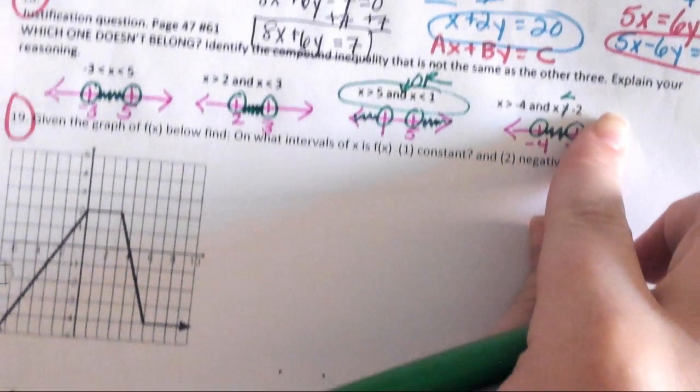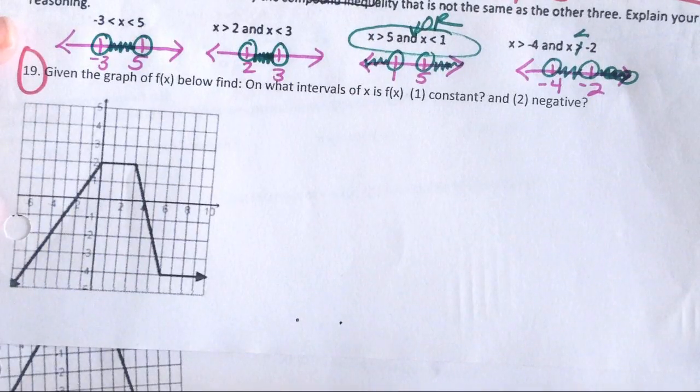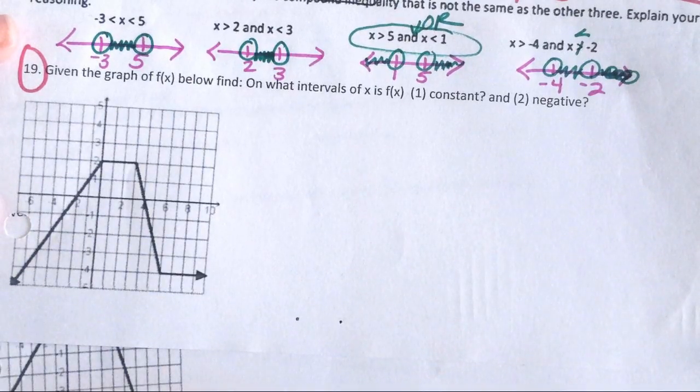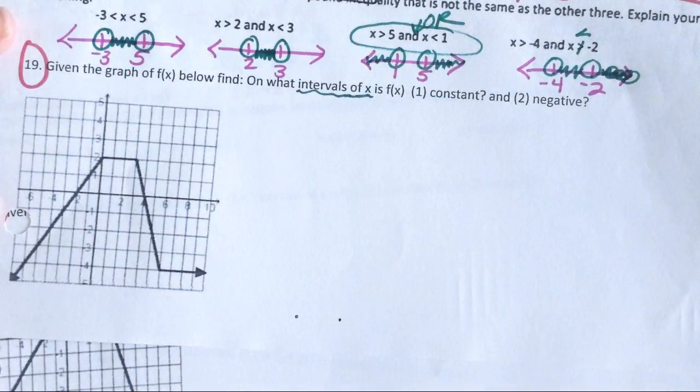Then let's go to 19. It says we're given the graph of a function f of x. On what intervals is it constant and what intervals is it negative? Can anyone tell me an interval where it's constant? Yes, dear. -4. And when we say an interval of x, we literally mean tell me the numbers on the x-axis where the graph is constant. It's constant between here and here.